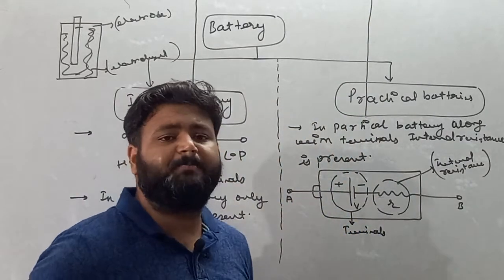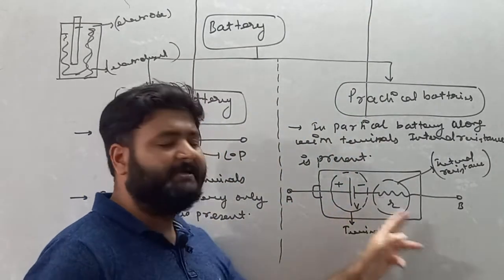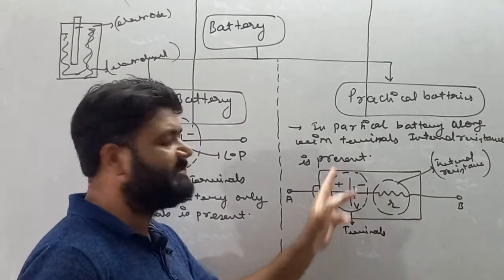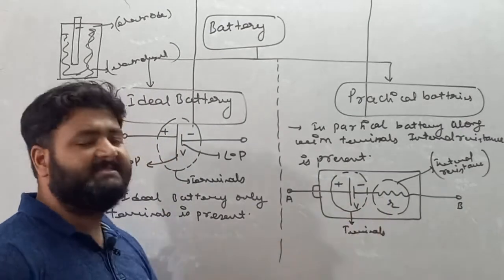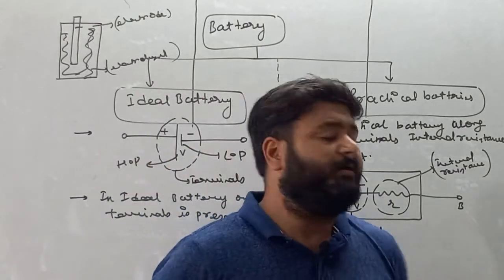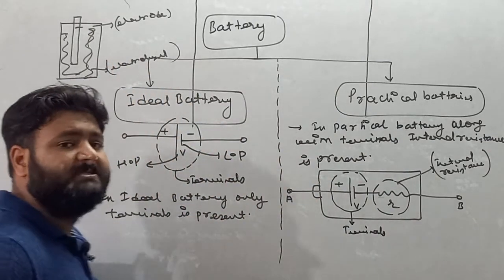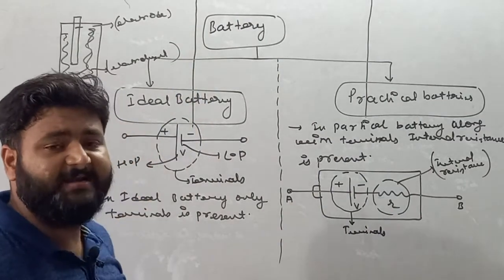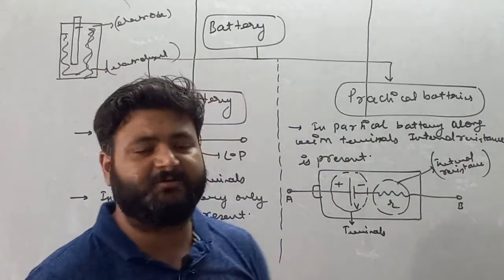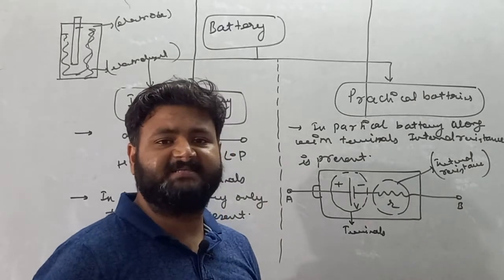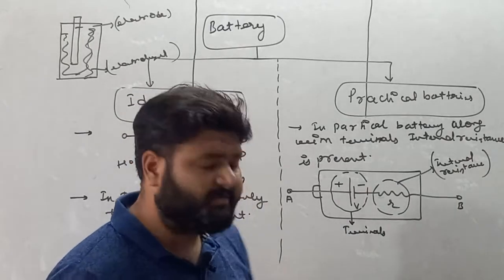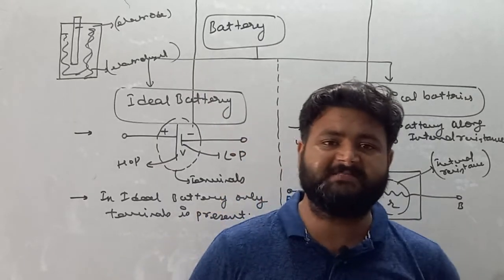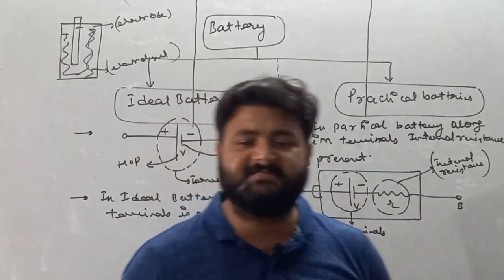Now if I am talking about practical battery, in practical battery two things are there: one is internal resistance and the other is terminal. Internal resistance is created when the battery is in use, then the reaction takes place between electrode and electrolyte. Now see, my dear student, as we all know, charge is always conserved in nature. I am repeating once again, charge is always conserved in nature.